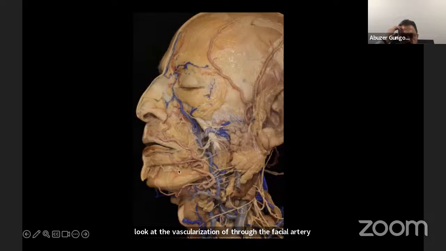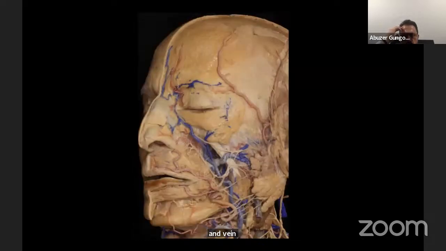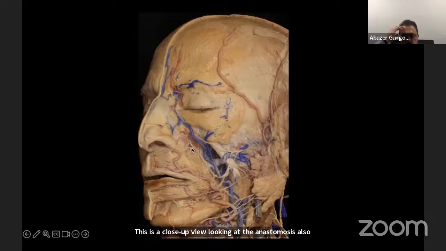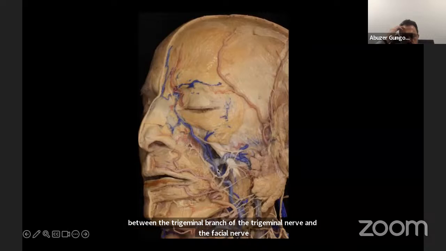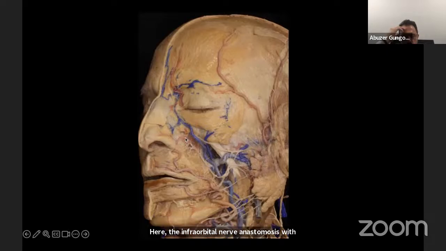and all their branches. This is a close-up view looking at the anastomosis between the trigeminal branches of the trigeminal nerve and the facial nerve. Here, the infraorbital nerve anastomosis with some branches of the facial nerve.